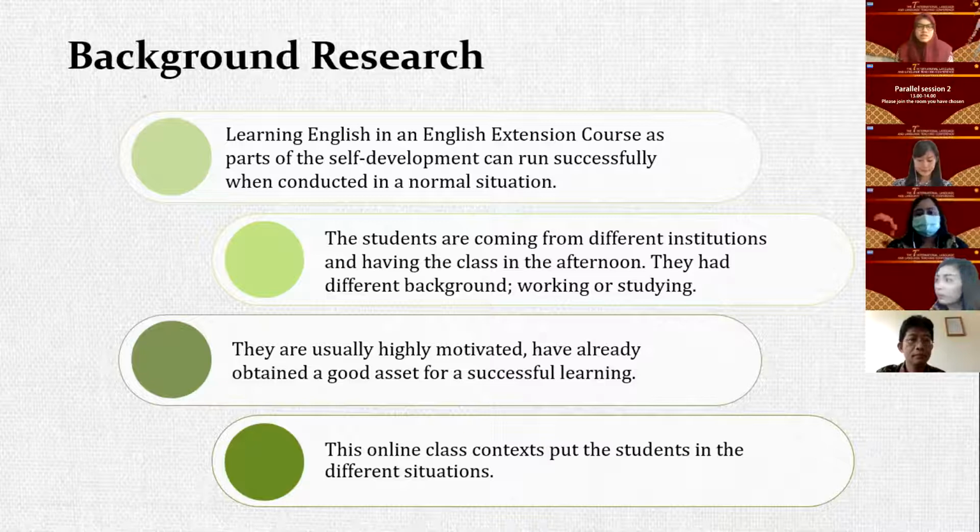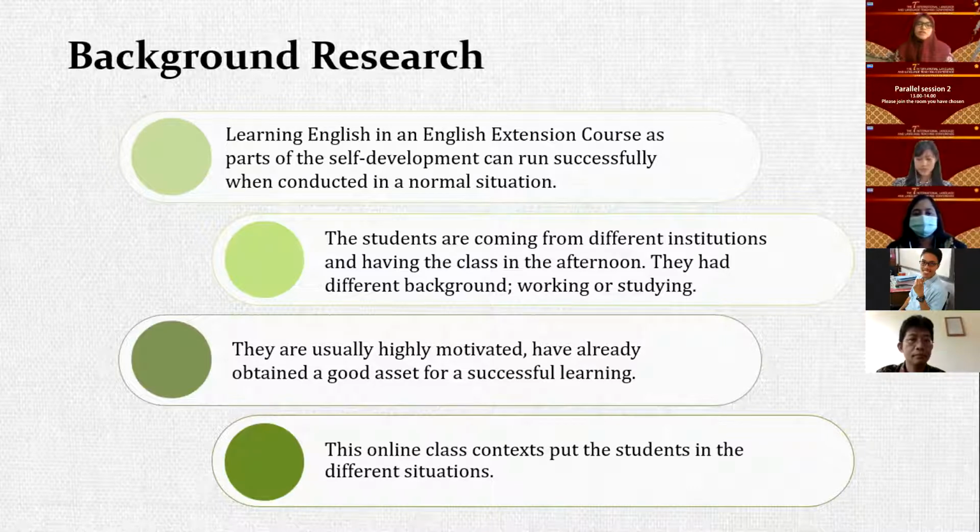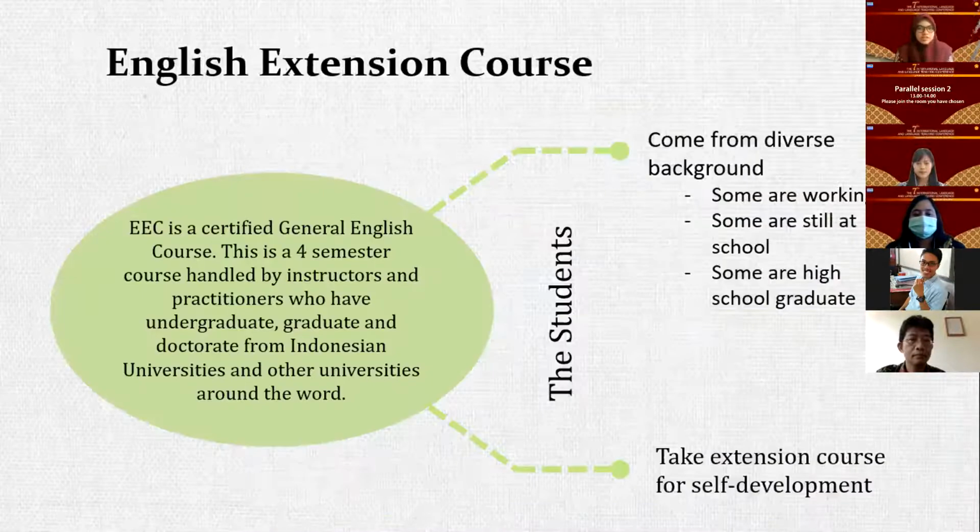English Extension course students come from different institutions and normally have the class in the afternoon. For having the class in the afternoon, they actually have different backgrounds because they are working, or studying in another university, or doing something else. And they are usually highly motivated because they already have a good asset for a successful learning. Yeah, this is a little background about what I just explained.